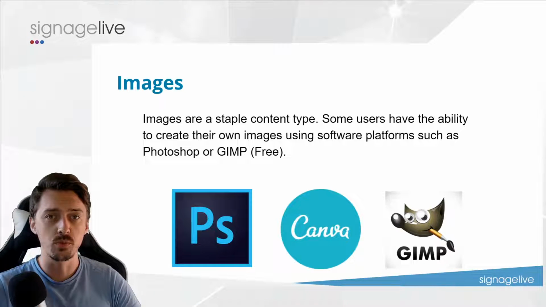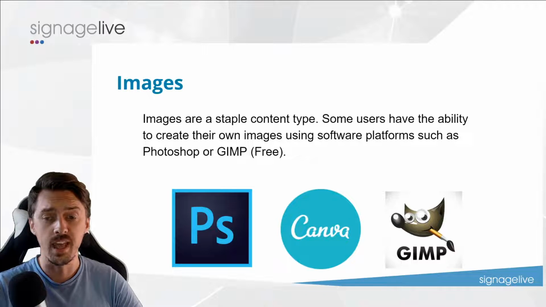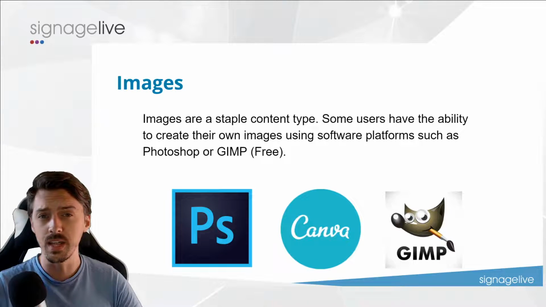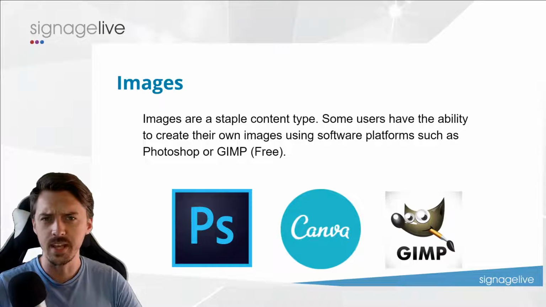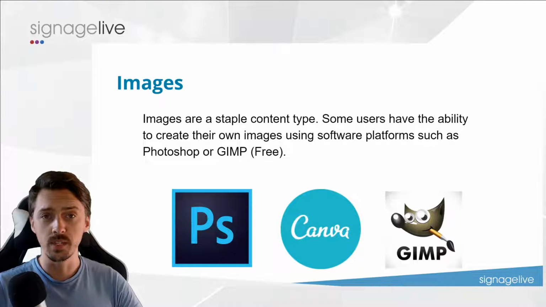Obviously, images is something that we deal with on a daily basis when it comes to digital signage. It's a staple content type. Some of you may already have the ability to create your own content using some of the services that I've put below there. So Photoshop, Canva, GIMP is a free photo creation tool, so no cost at all. It just allows you to do simple basic things like layering different zones of content on top of each other, rasterizing them and then saving them as a JPEG or a PNG image for you to then upload and use in your digital signage. Things like adding layers of text on there as well. So it's all dependent on how in-depth you want to get with your images.